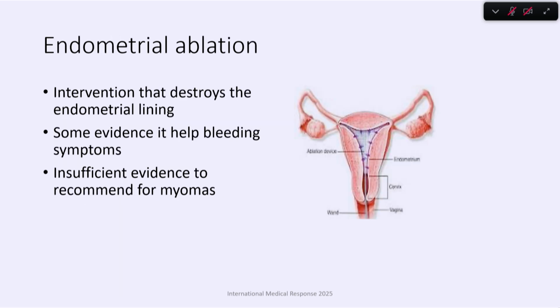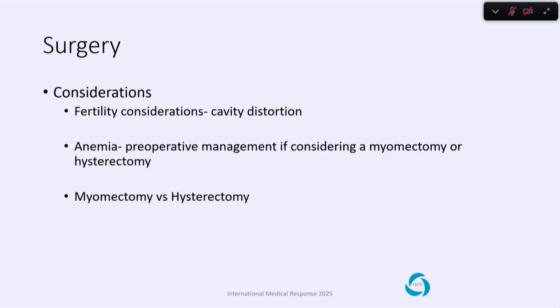There's endometrial ablation that's used for various different things. It's an intervention that actually destroys the endometrial lining. So this would be good for patients who may have bleeding disorders, but there is insufficient evidence to recommend it for treatment of uterine myoma-related bleeding disorders. But what it is essentially a balloon that's kind of put in with heat, and what it does is it destroys the endometrial layer. And we have surgery.